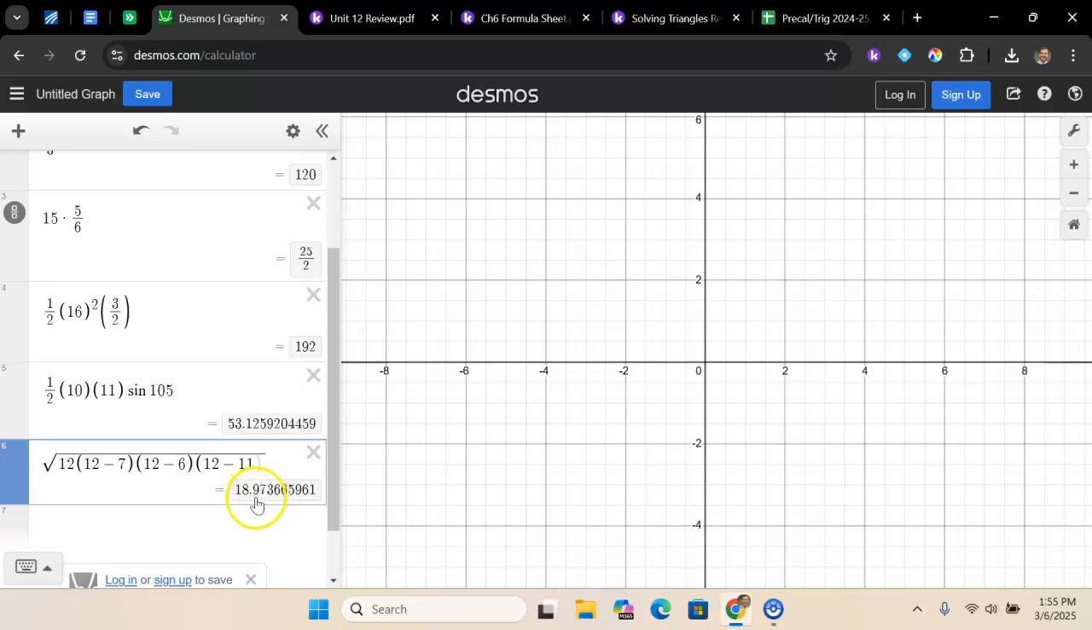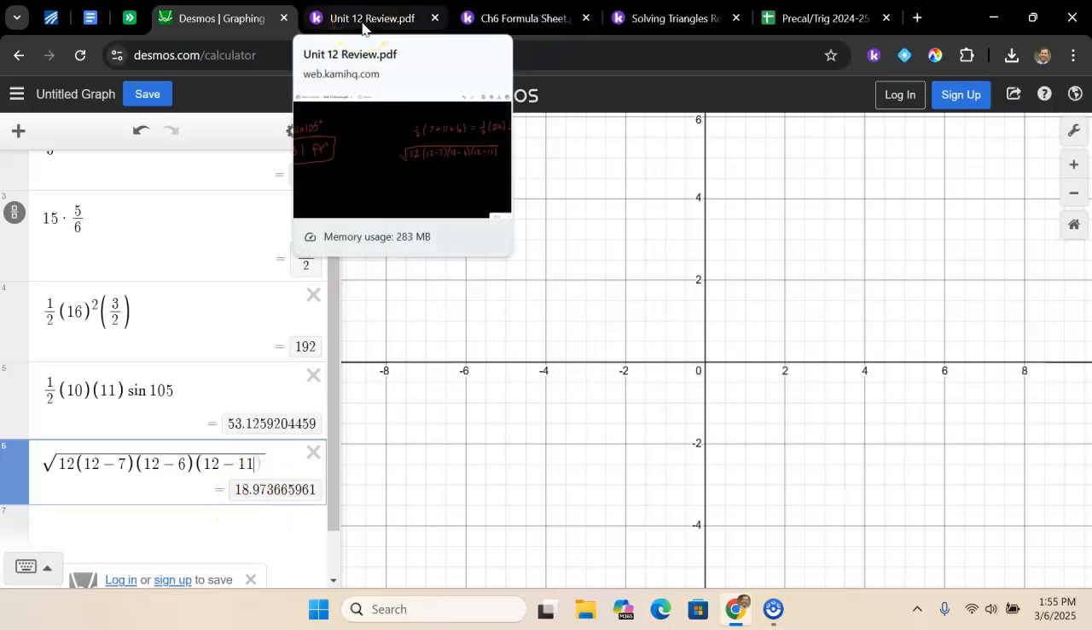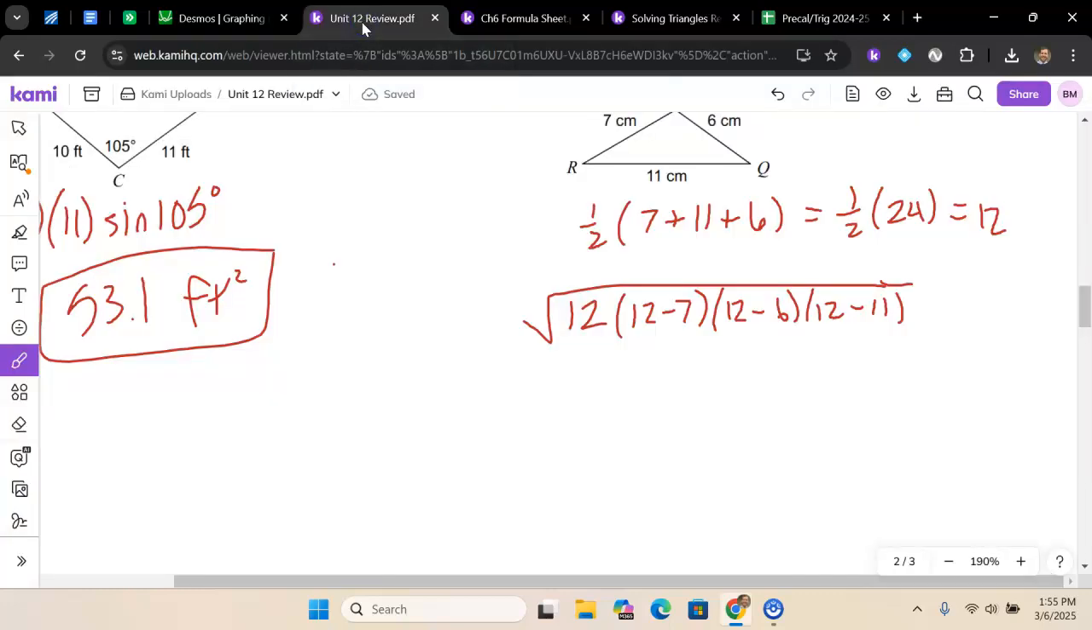18 point, so I could do 18.97. If I round to the 10th, that's actually just going to round it up to 19. So round to what makes sense is kind of my rule of thumb here. I'm just going to say 19 squared centimeters. Okay.